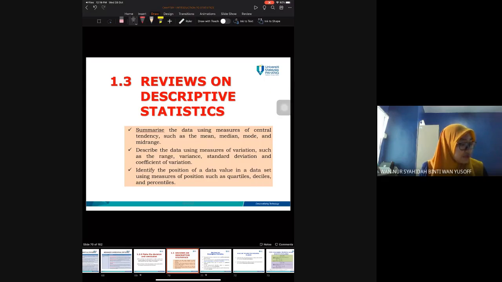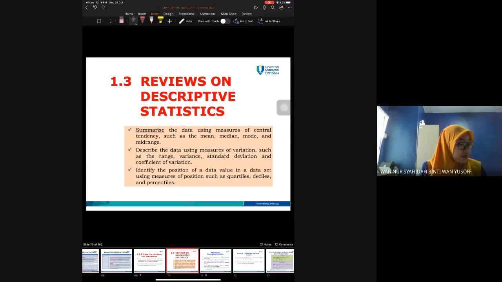Okay, so we have 1.3, review on descriptive statistics. One of the methods that you can use to summarize and analyze our data is to calculate some values. For descriptive statistics, we have three measures. We have the central tendency, which is about the middle of your data set. You have mean, median, mode, and also mid-range.